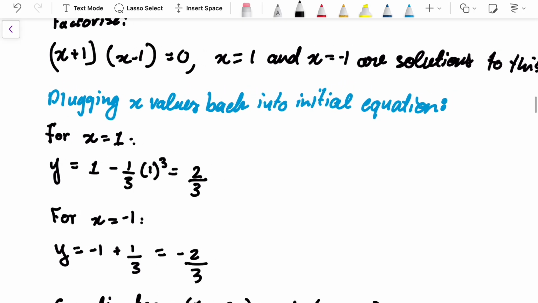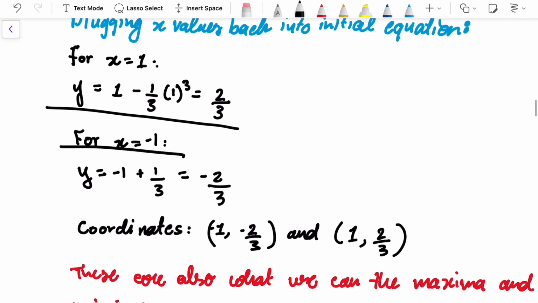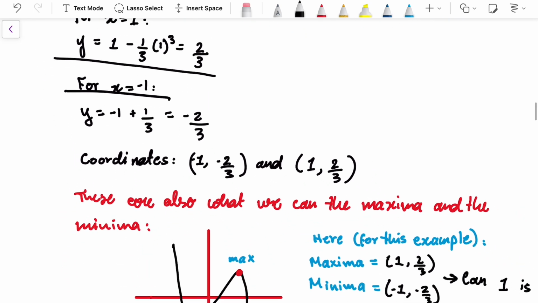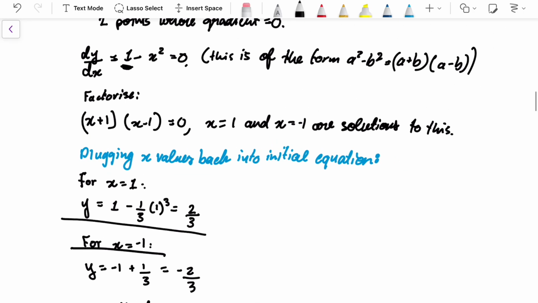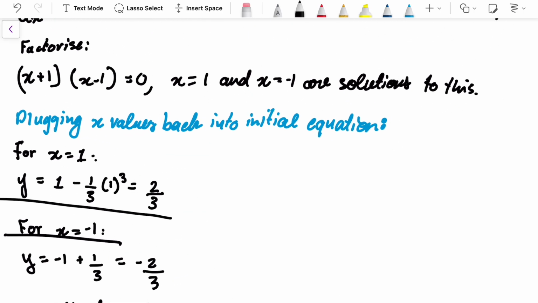So now we're going to plug the x values back into the initial equation. For x is equal to 1, this becomes y is equal to 1 minus 1/3 times 1 cubed, so that becomes 2/3. And for x is equal to minus 1, it becomes y is equal to minus 1 plus 1/3, which is equal to minus 2/3. So these are the coordinates over here, and that is how we can find the coordinates for a point where there is a given gradient.